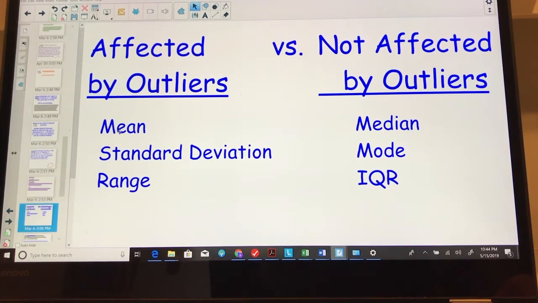Affected by outliers versus not affected by outliers. Your mean, your standard deviation, and your range are all affected by values that are way away from the rest of the data set. Things that aren't affected would be your median, your mode, and your interquartile range. Standard deviation is affected by outliers because the mean is affected by outliers. Your interquartile range is not affected because your median is not affected.